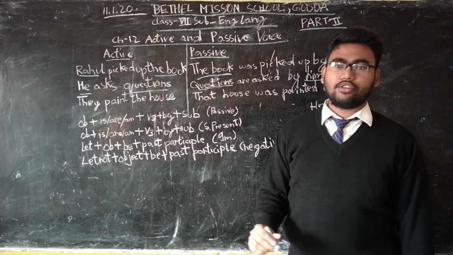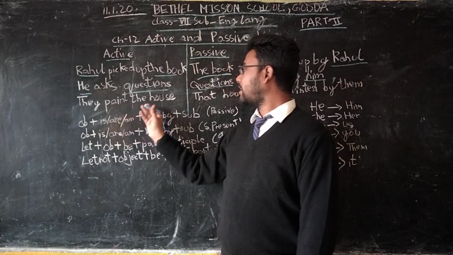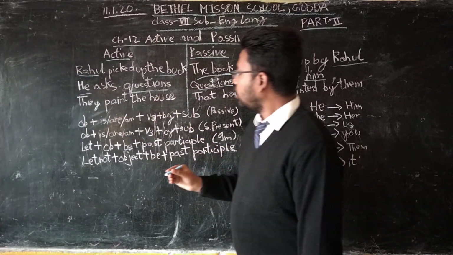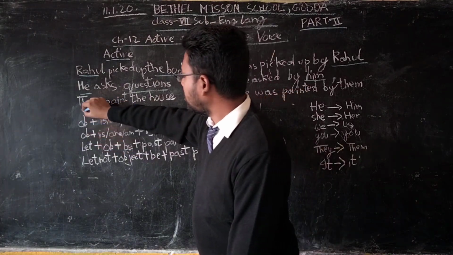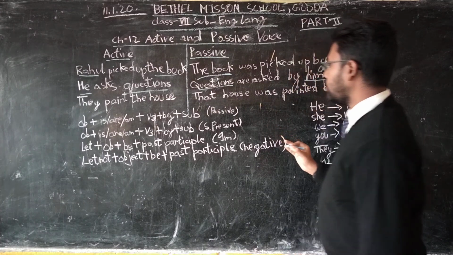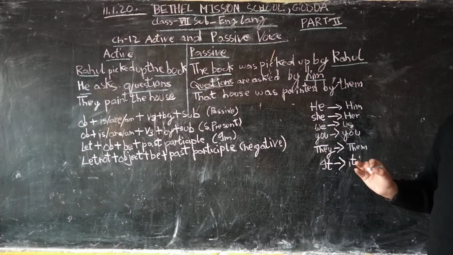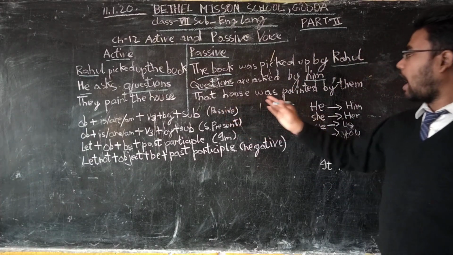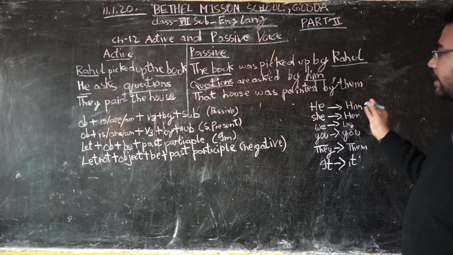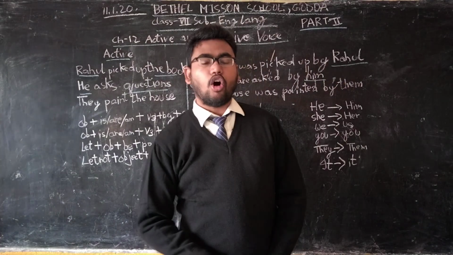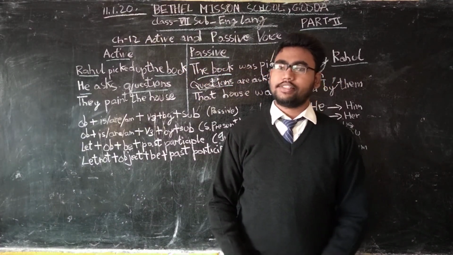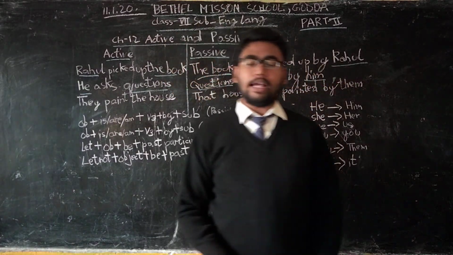Another example I would like to give. They paint the house. So this is active voice. Now let's change it into passive voice. That house was painted by them. So you can see the changes. The subject is again becoming the object and the object is becoming the subject in passive voice.